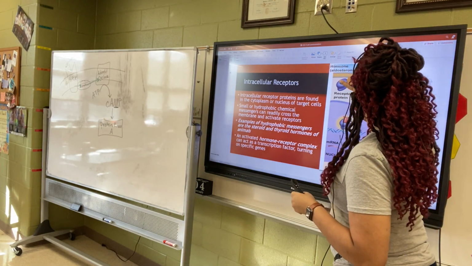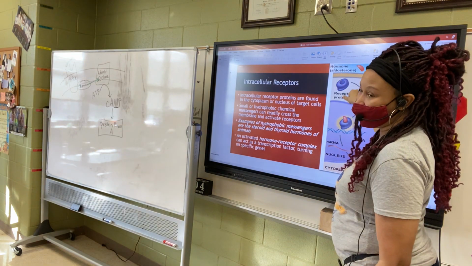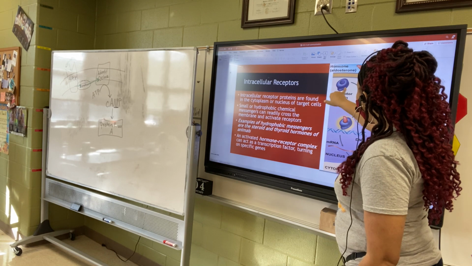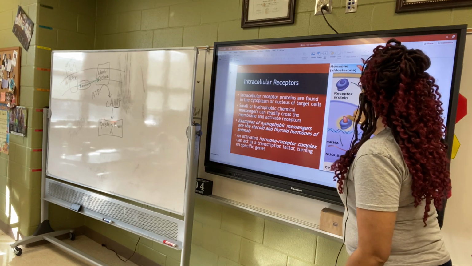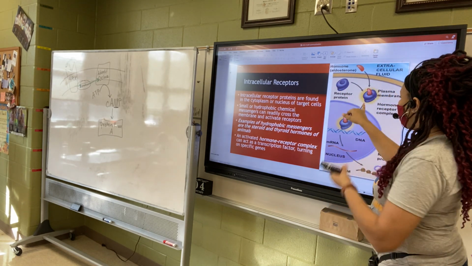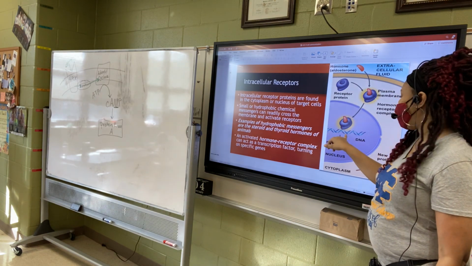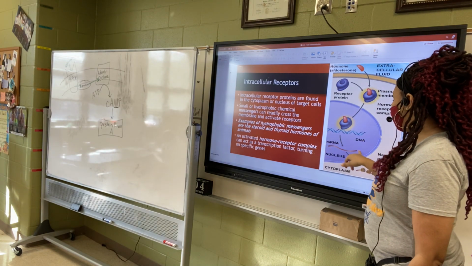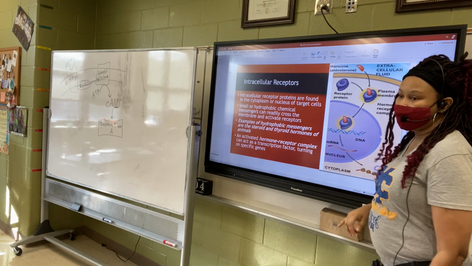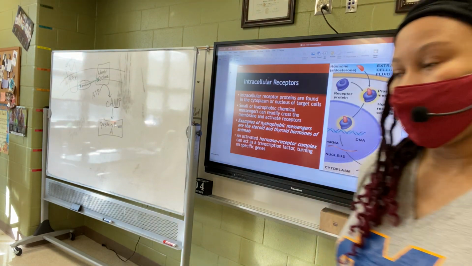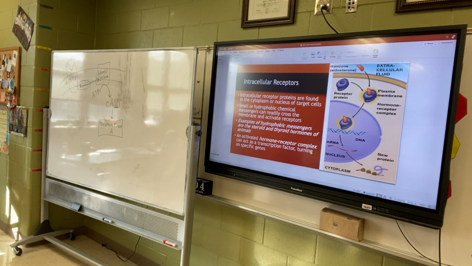It crosses the plasma membrane, so it's going to either be a steroid or a thyroid hormone, binds to an intracellular receptor to make a hormone receptor complex, which then serves as a transcription factor, which can turn on a gene to make the messenger RNA, which then is translated into a protein. Understand? Cool beans. Moving on.